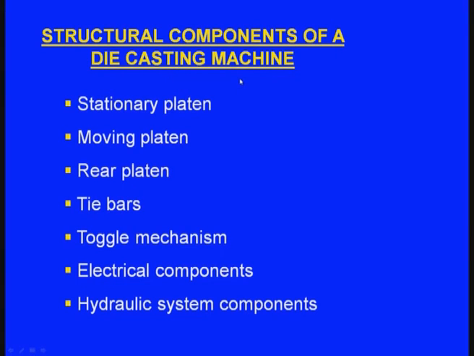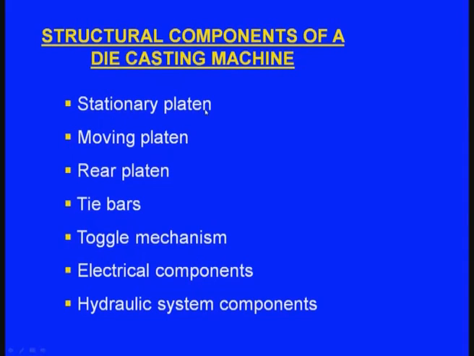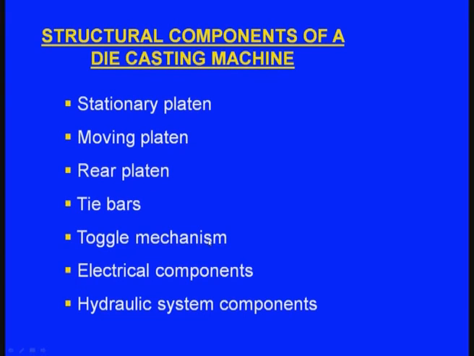And finally, these are the structural components of a die casting machine. We have learnt different types of die casting machines and different variants in the die casting process. What are the structural components? One is the stationary platen, second is the moving platen, third is the rear platen, fourth is the tie bars, next is the toggle mechanism, next electrical components, and finally hydraulic system components.